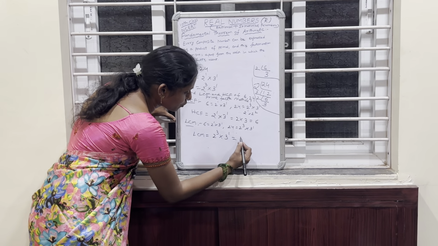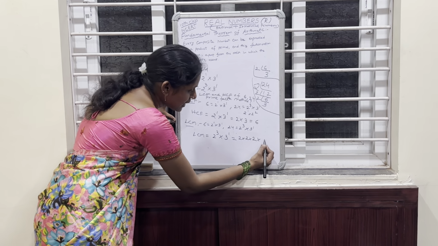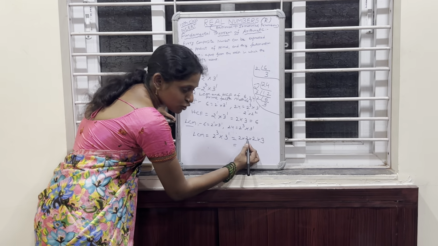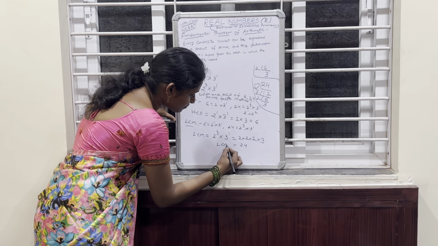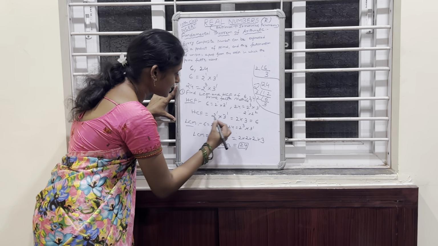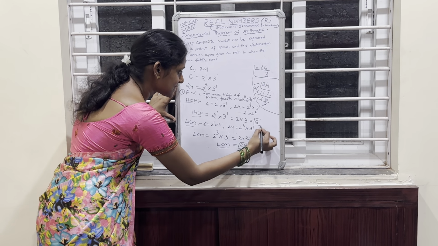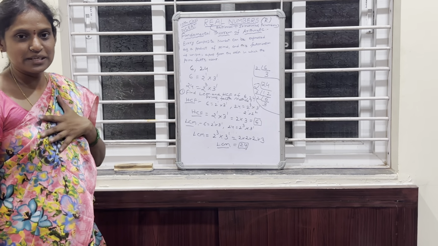So 2 cube means how many times do we write 2? 2, 3 times. And 3 one time, multiply. 2 2s are 4, 4 2s are 8, 8 3s are 24. So what is the LCM? 24. 24 is the LCM, HCF is 6. Did you understand? See what I am saying?